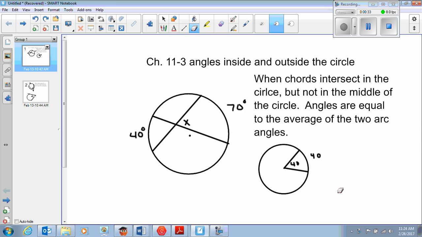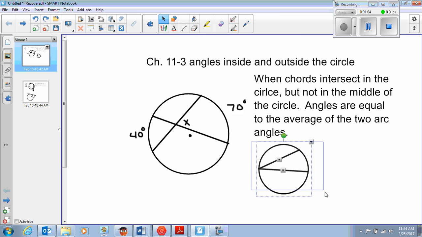And if we look at a situation where, instead of intersecting in the circle, they intersect on the circle, let's use that same measurement of 40 degrees. Then the inscribed angle was equal to half of the arc. But now we have a situation where we've got two chords that are intersecting here. Notice how they're not intersecting in the center of the circle. So that's going to change some things for us here.